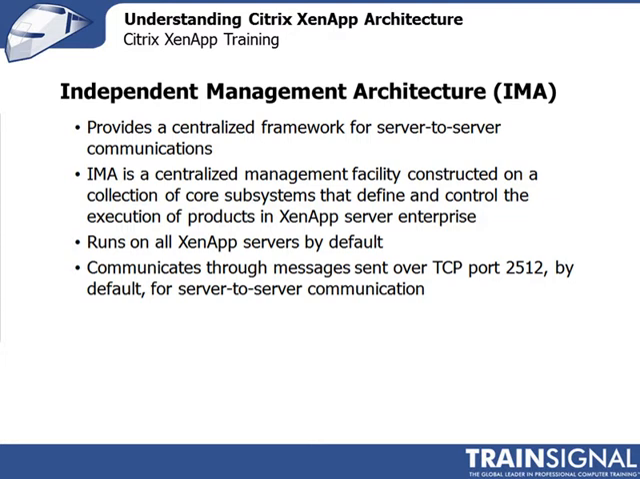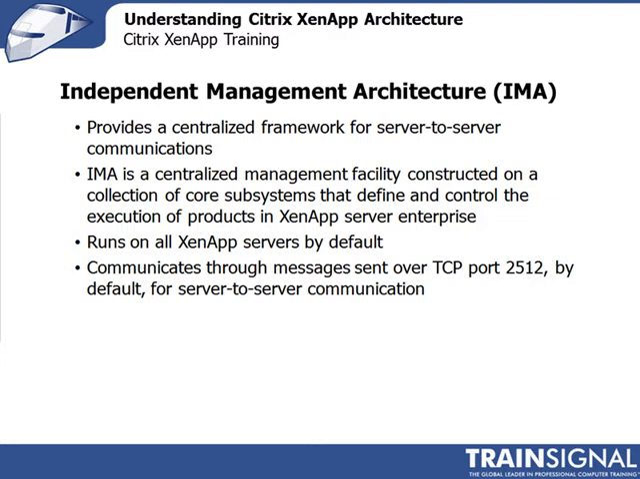So by definition, the IMA is a centralized management facility constructed on a collection of core subsystems that the different XenApp servers can use in order to interconnect. IMA is also the way by which you communicate between your management console and the XenApp server. So when you're sending commands from your management console, you're sending those commands via the independent management architecture to the different XenApp servers. The different XenApp servers will communicate via messages to one another over TCP port 2512, and you'll be able to manage the different XenApp servers from your management console over TCP 2513.